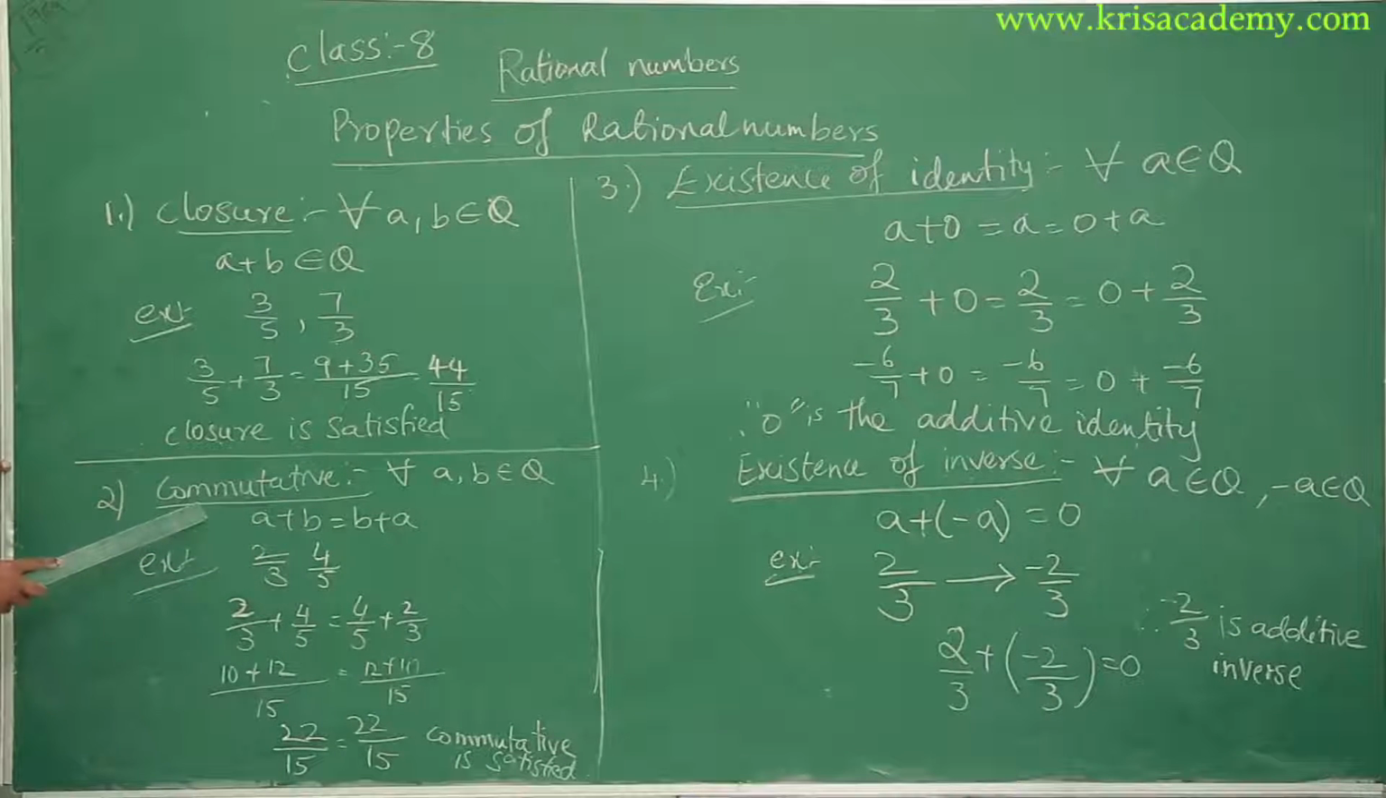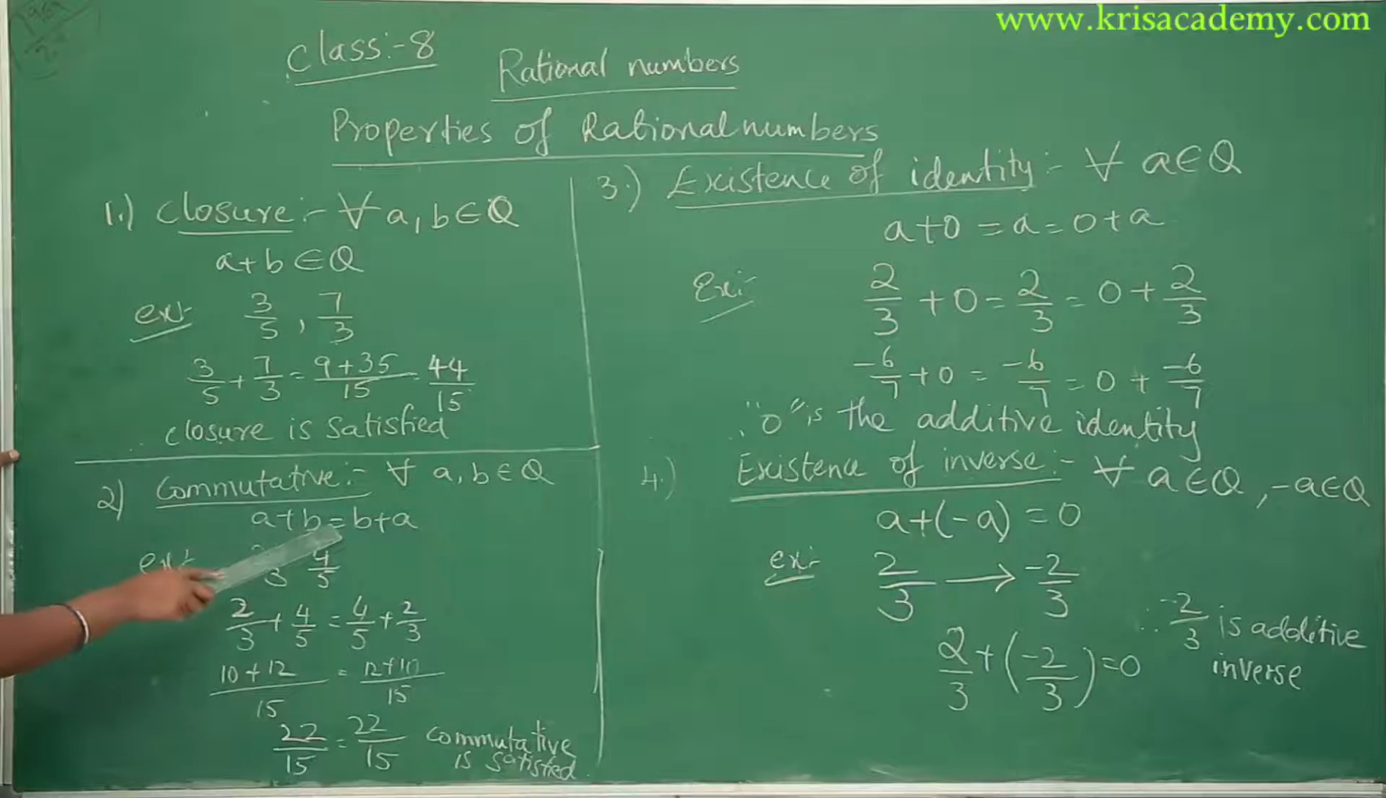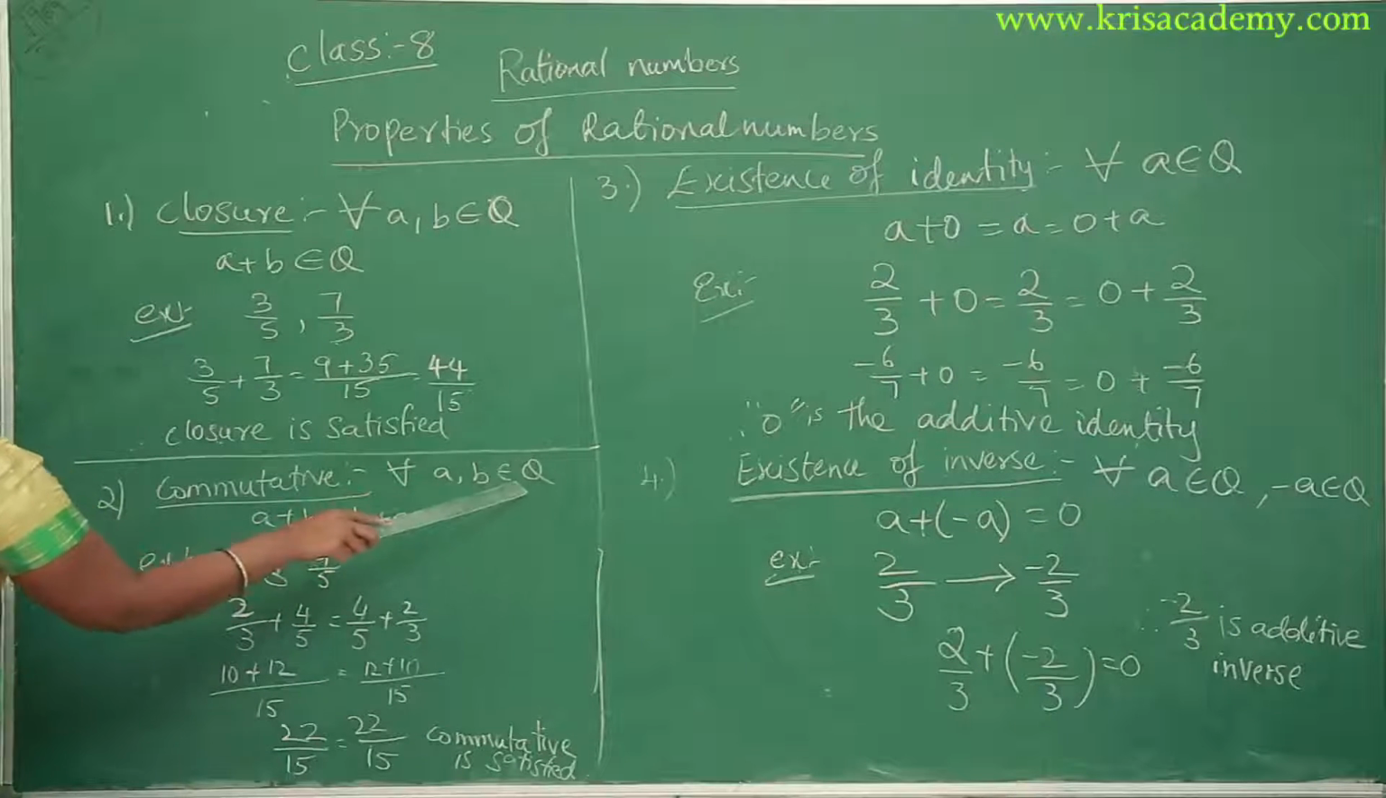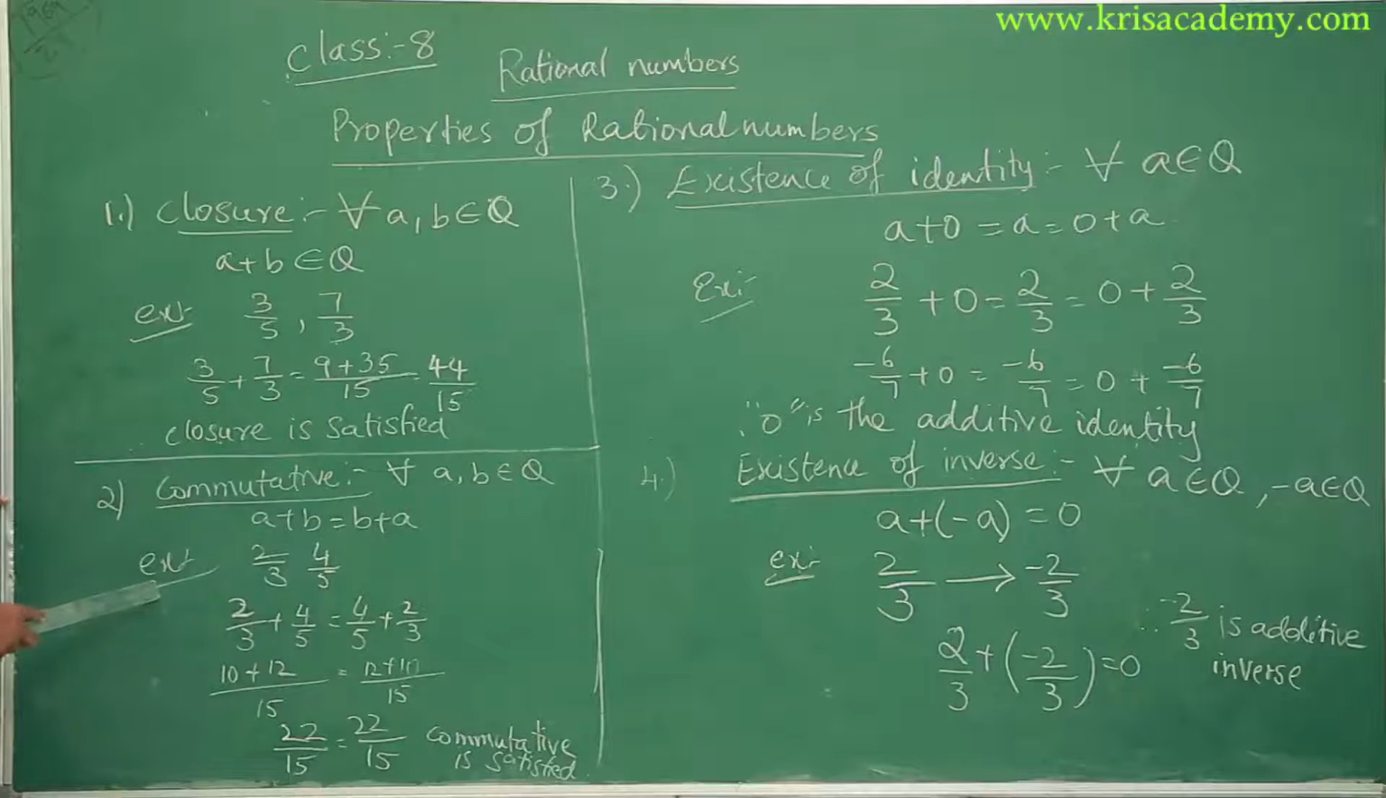Next comes commutative. Commutative is nothing but 1 plus 2 is 3, 2 plus 1 is also 3. So on both sides, in reverse also, we should add. So a plus b is equal to b plus a, for all a, b belonging to which set? Rational number set. Now here also take your own example.